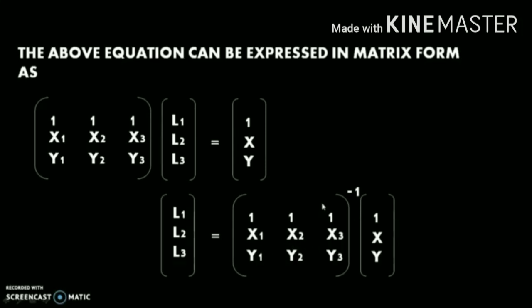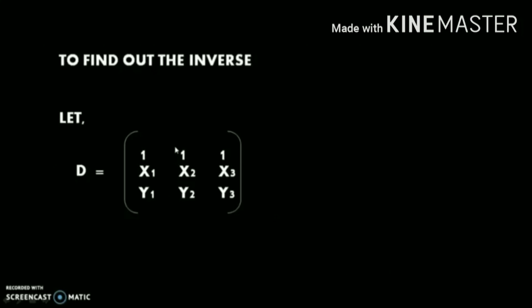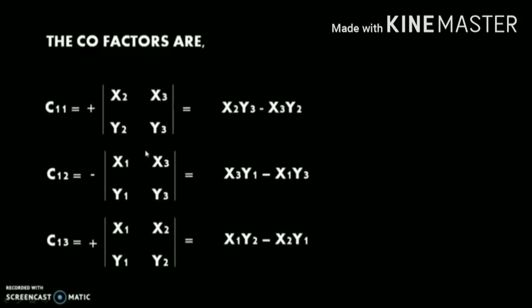What do we mean by cofactor? Cofactors are signed minors. What are minors? Minors are the determinants obtained by eliminating the row and column containing that element. For example, if we want to find out the minor for this particular element, then we have to eliminate the row and column containing that element. Then the determinant of the remaining elements will give the minor for this particular element.